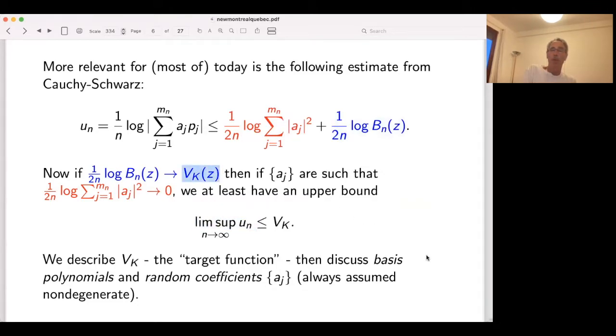Okay. Now let me go ahead and really tell you about this v sub k, and then we'll discuss what type of basis polynomials we're going to deal with, and also tell you what assumptions we want to make on the random coefficients. And before I forget, these random coefficients are going to be assumed to be non-degenerate. One of our goals here is to get the weakest possible assumptions on the random coefficients so that we get the results that we want.